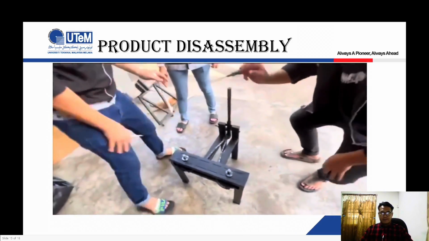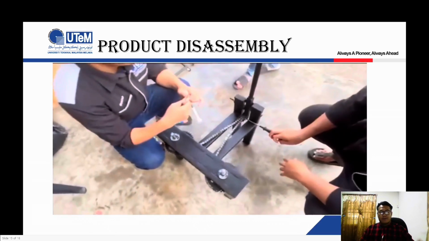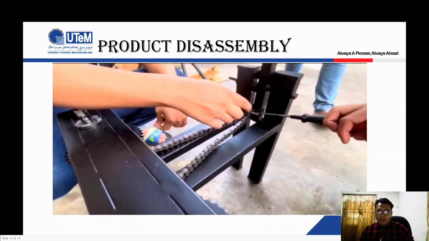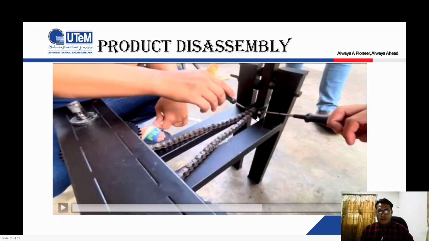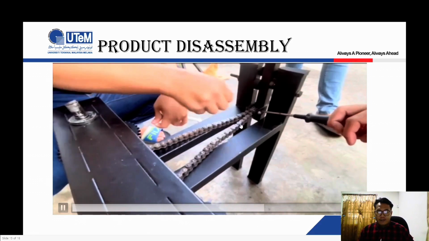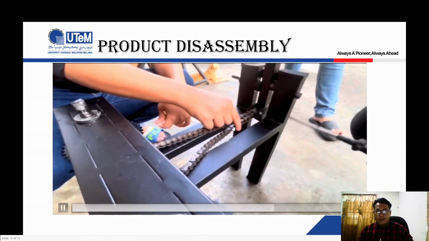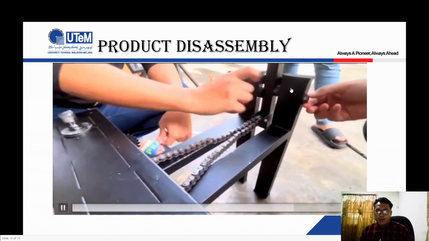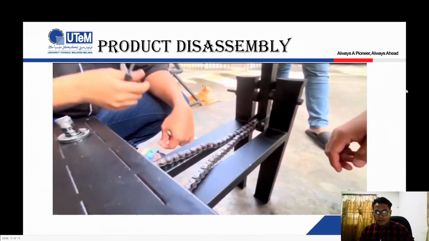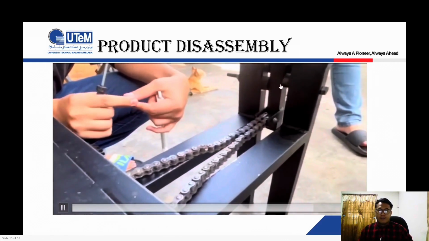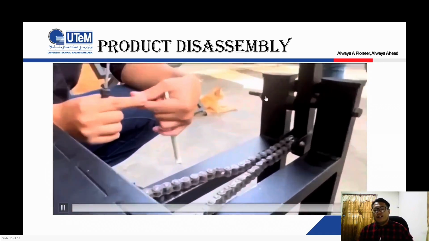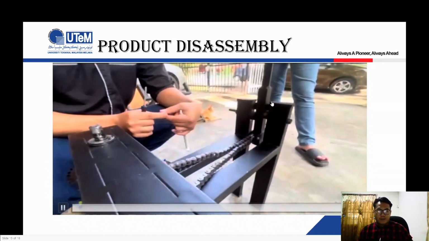The next one, if you want to fully disassemble this product, you need to disassemble the chain, and as we can see, there is a bolt and a nut. Just open it, easy, and then you can get the chain. The same goes for the handle. Just pull it out, and then you can open the handle here, so that you can bring it easily everywhere.